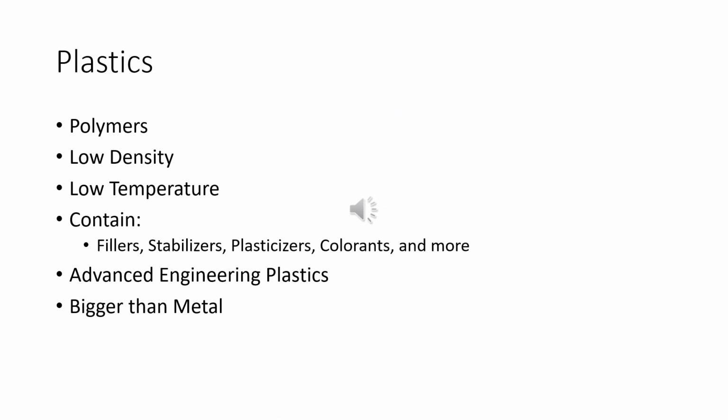Let's talk a bit about plastics. Well, plastics are made out of polymers, and polymers are just long chains of molecules with repeating similar types of atoms and molecules strung together. And plastics, it just has to be a carbon polymer. It's got low density. We all know that plastic's very light. It melts, low temperature tolerance, and it contains different things. It can have fillers, stabilizers to keep it from breaking down, plasticizers, colorants, and different things.